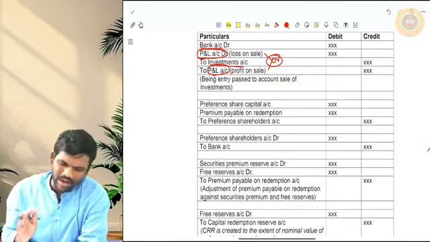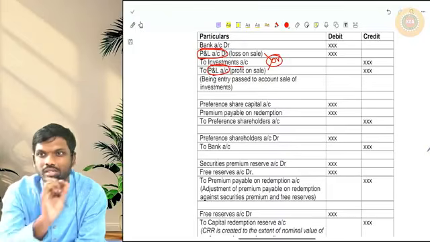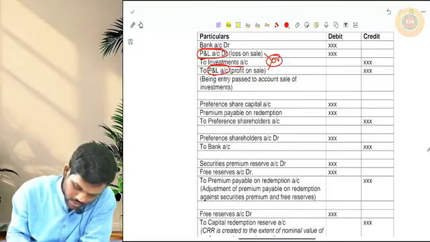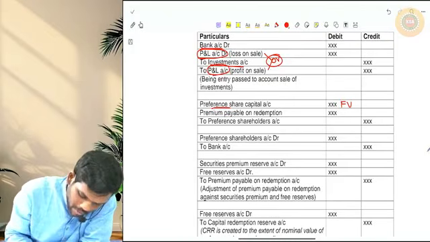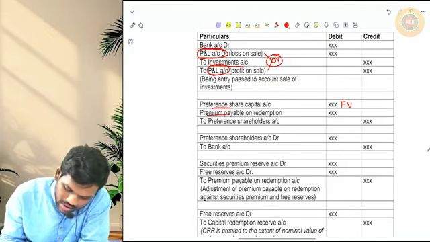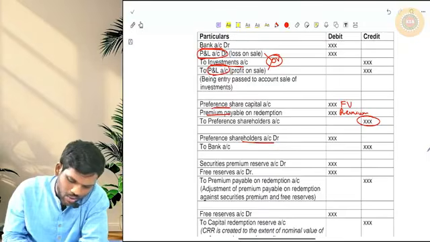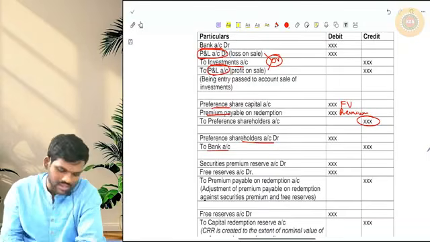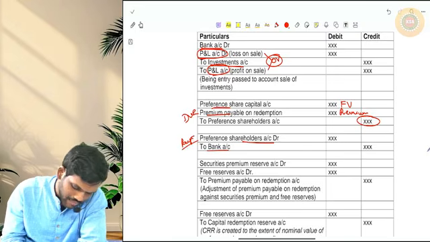The entries are the same as equity share capital. The only thing that you should change is, instead of equity, write preference. Preference share capital account debit, face value should be debited. Whatever premium you pay, you will call it premium payable on redemption, the premium component. And to preference shareholders, then preference shareholders account debit to bank account. This is a due entry and this is the payment entry.